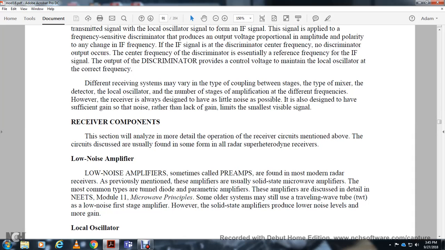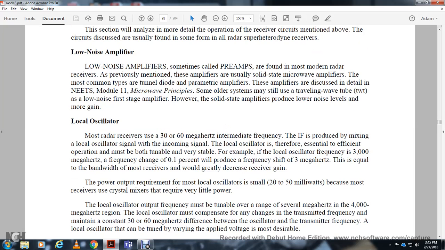The most common types are the tunnel diode and the parametric amplifier, discussed in detail in Neets module 11, Microwave Principles. Some older systems still use the traveling wave tube as the low noise first stage amplifier. With solid state amplifiers, the power level and noise level are lower, with more gain. Local oscillators: most radar receivers use a 30 to 60 megahertz intermediate frequency, produced by mixing the local oscillator signal with the incoming signal. The local oscillator must therefore be efficient in operation, with both tuning and variable stages.